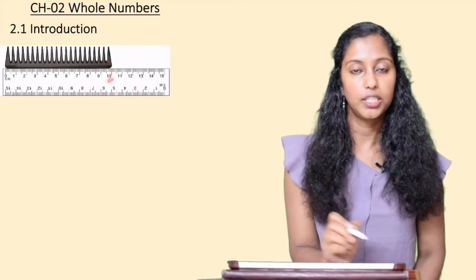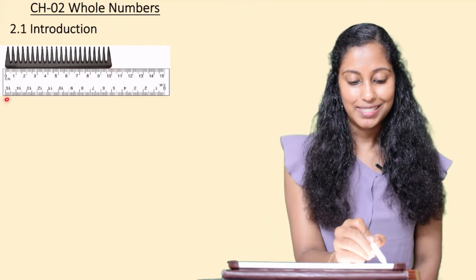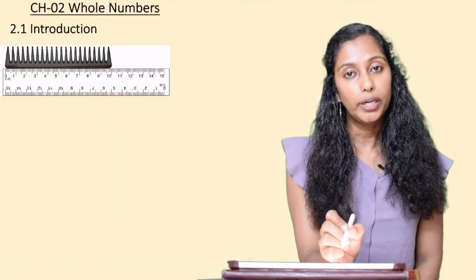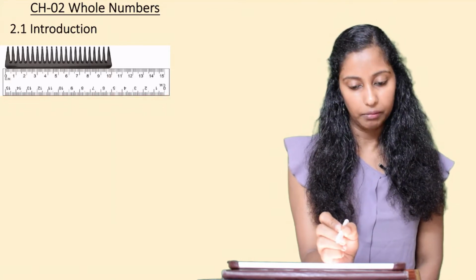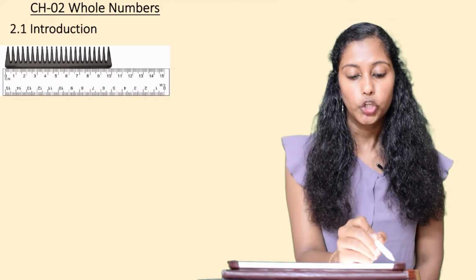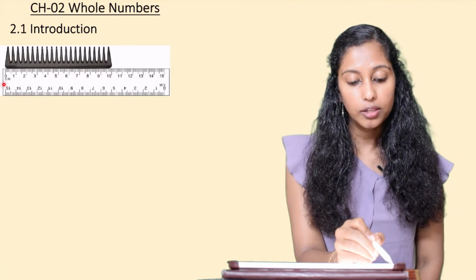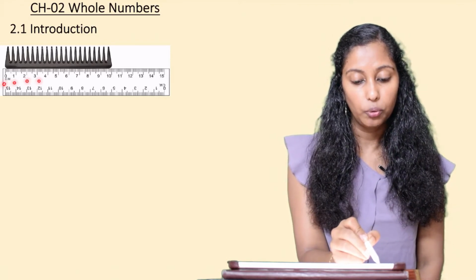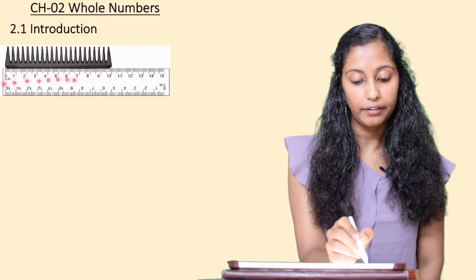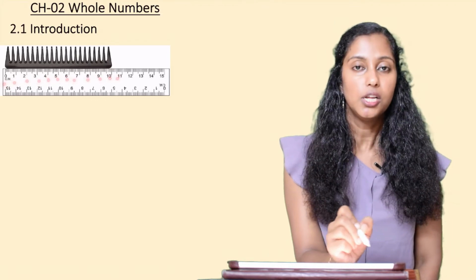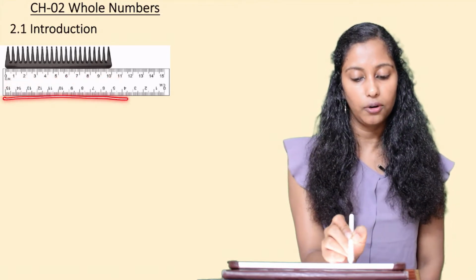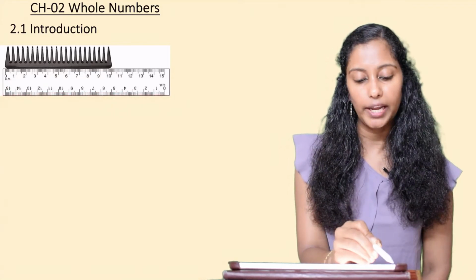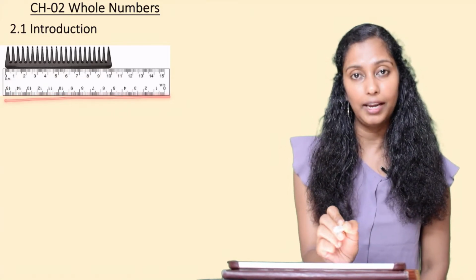So this scale also depicts a number line, because here on this scale you can see all the numbers which are noted down at regular intervals. So this scale or ruler is also an example of a number line.